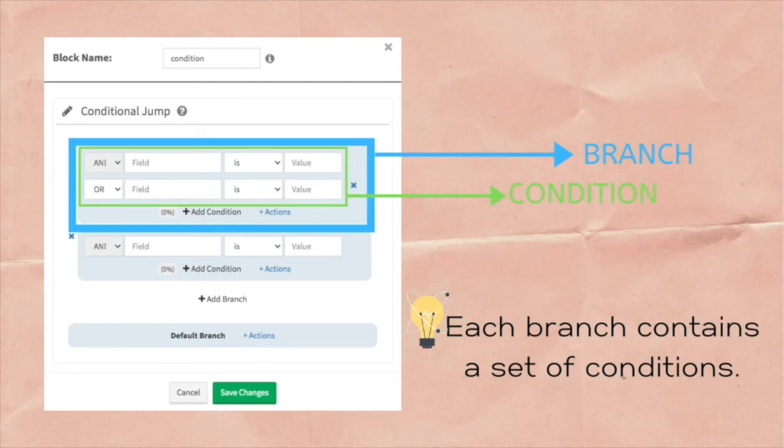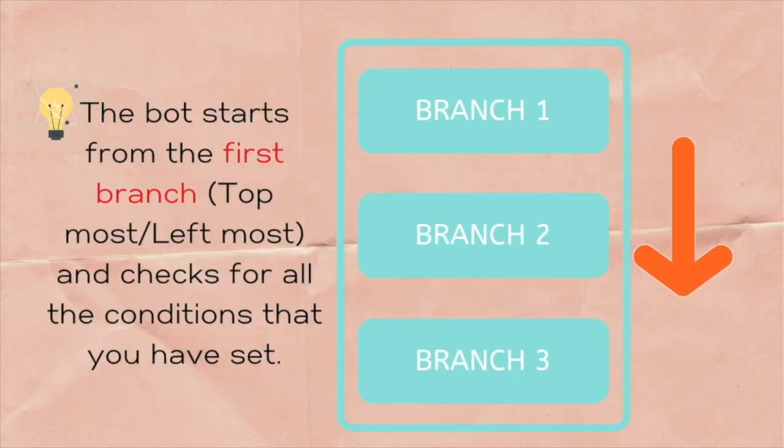The first branch checks if the user response is less than or equal to 20,000. Meanwhile, the second branch has conditions to check if the user response on the block is greater than 20,000 and less than 50,000. There is also a third and final branch called a default branch, which we will discuss in a bit. The system checks each branch in order from top to bottom.